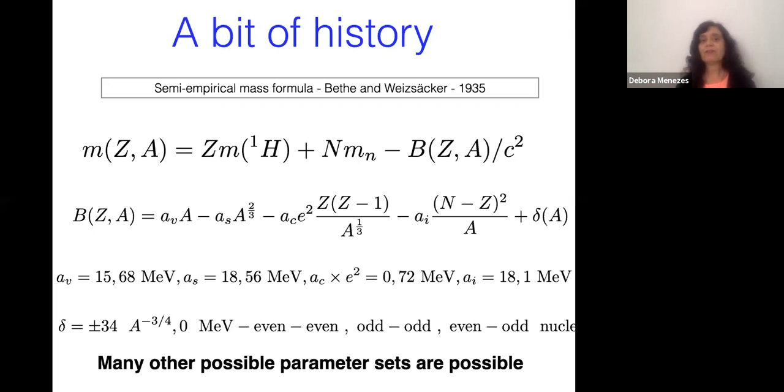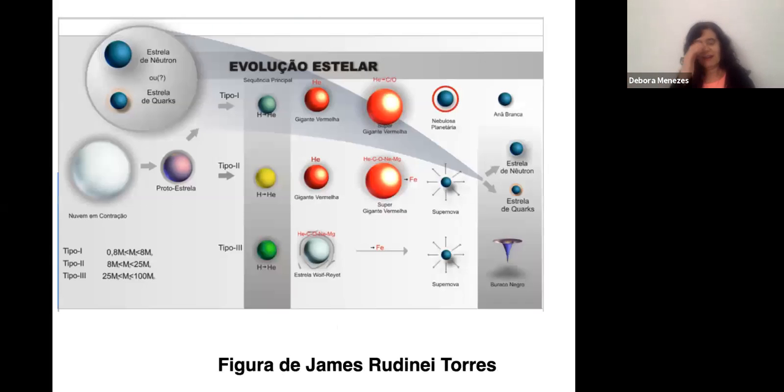And then there is another correction that comes from pairing, the fact that nuclei tend to pair. And then there is an expression for even-even, odd-odd, or even-odd nuclei. Of course, you see we have aV, aS, aC, aI, and delta, five parameters to adjust a very simple curve. So of course there are many possibilities, and this is one of them. It means that there are many different models with different sets of parameters that can adjust the same curve. This is very basic nuclear physics. Let's see how it's going to evolve so that we can explain neutron stars.